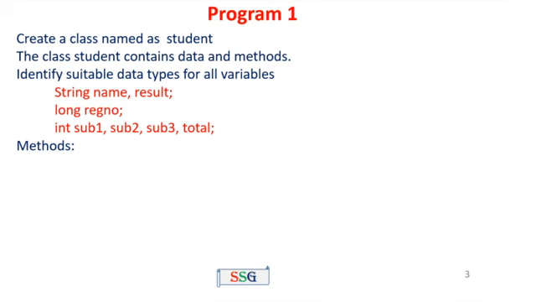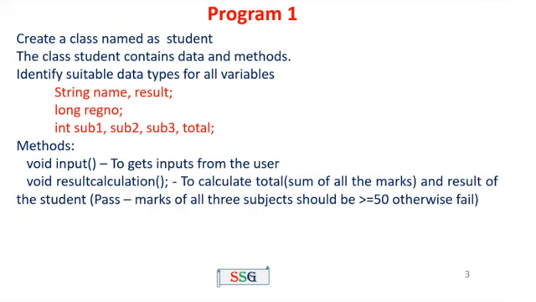The next one, methods. There are three methods: input method, result calculation method, and the third one is output method. The input method is mainly used to get the input from the user. That's why it's declared with a void return data type. The next one, result calculation method, is also declared with the return data type void.